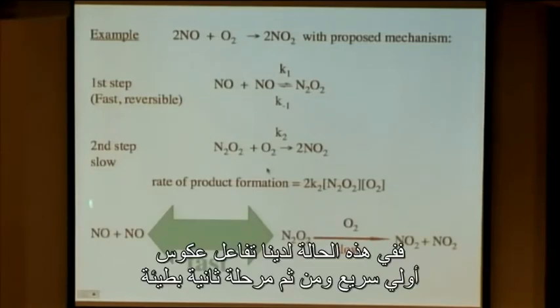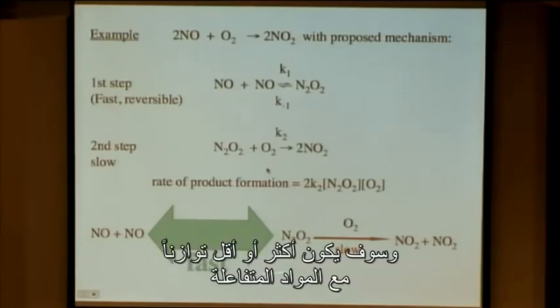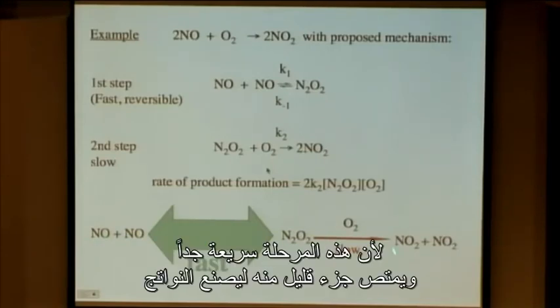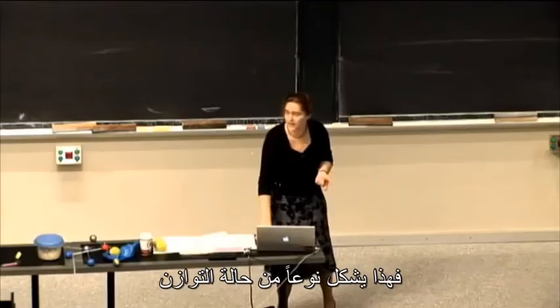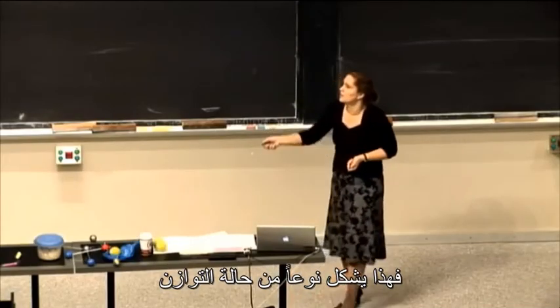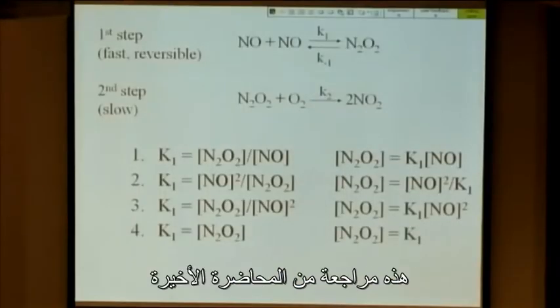So in this case, we have a fast reversible first reaction and a slow second reaction. This intermediate is going to build up, and it's going to be more or less in equilibrium with the reactants, because this is very fast, and only a little bit of this is siphoned off to make product, so this creates an equilibrium type situation. So why don't you solve for this intermediate for me? This is a review from the last class.